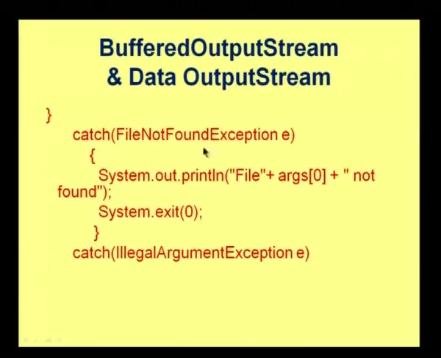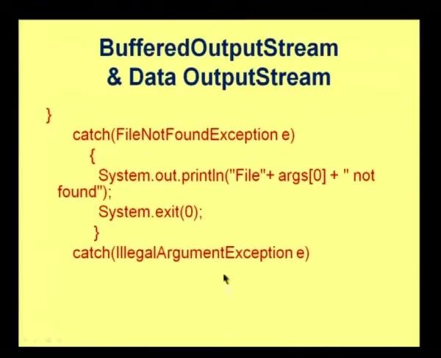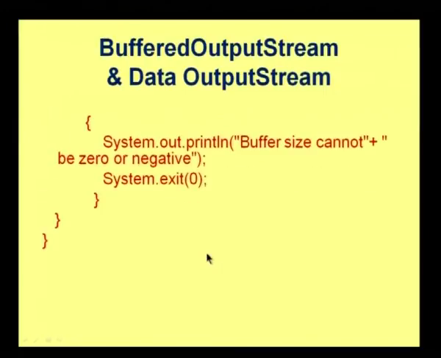And then here we have a file not found exception. In case the args of 0 file is not available, it will print that the file is not found. And in case of my buffer size, I also raise an exception. Here you can see that illegal argument exception means that my argument is not properly given, so the buffer size I enter cannot be 0 or negative.